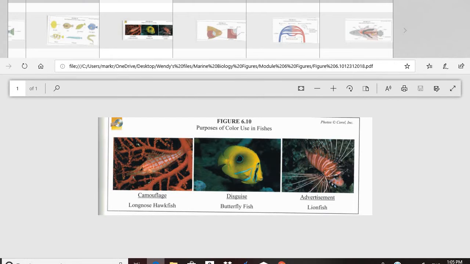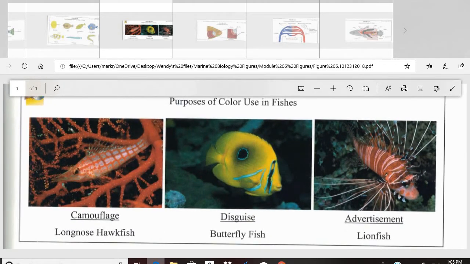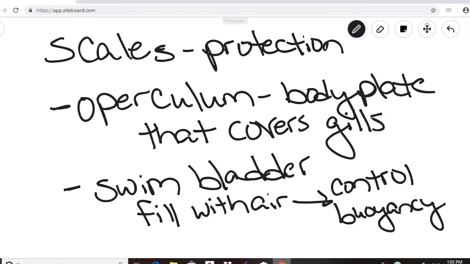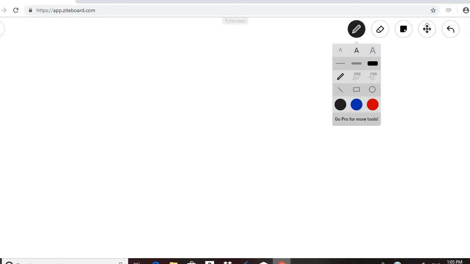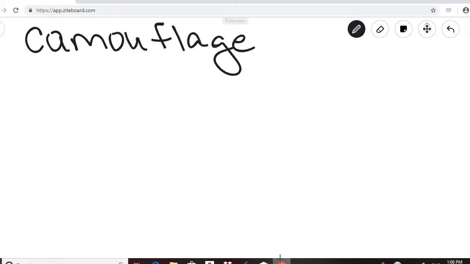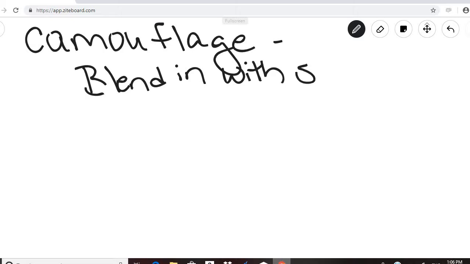I do want to talk about three terms that sometimes we use interchangeably when they're actually different from each other. And those terms are camouflage, disguise, and advertisement. So camouflage means that they blend in with their environment, or blend in with their surroundings.